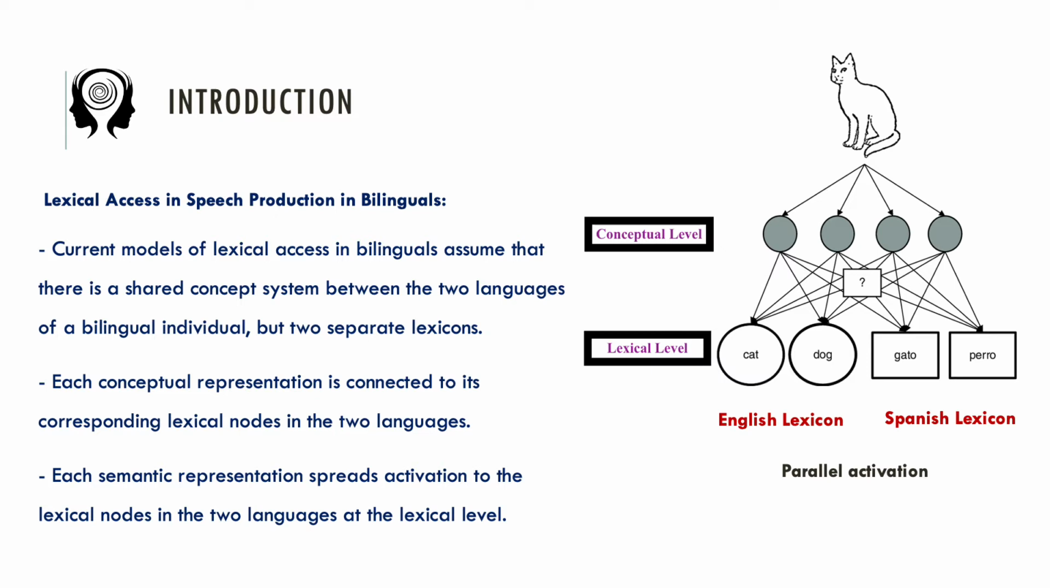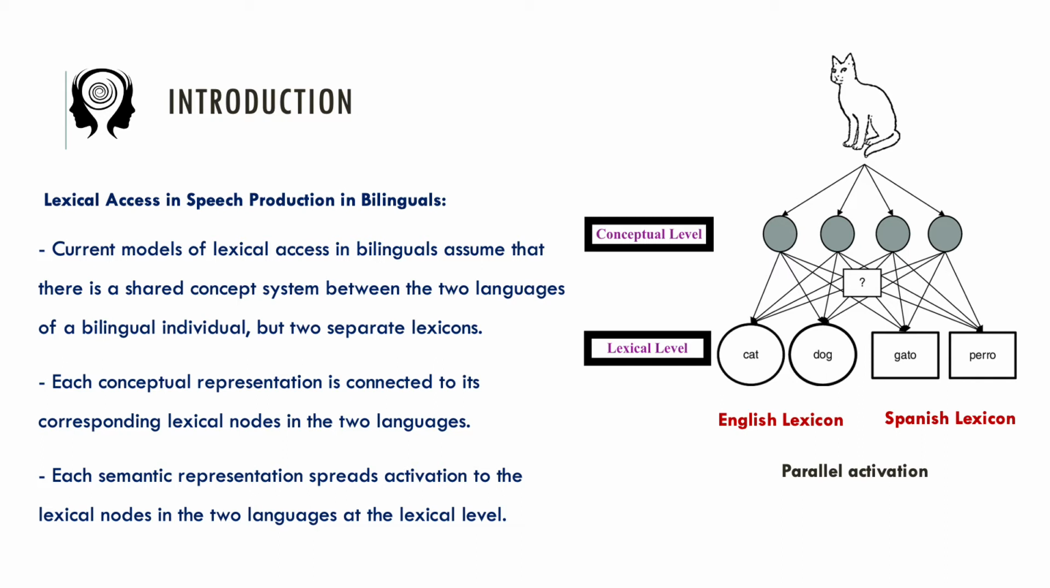As you can see, if a bilingual, let's say for example, wants to name a picture of a cat in the second language, in the target language, or in the non-target language, L1 or L2, whatever is the scenario. So first the conceptual representation gets activated, and then these representations spread the activation to the corresponding lexical nodes at the lexical level here. As we can see, several lexical nodes in the two languages are active. So this is what we call the parallel activation.